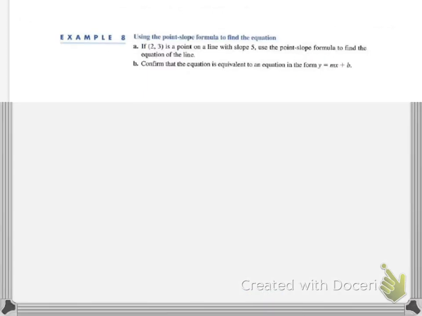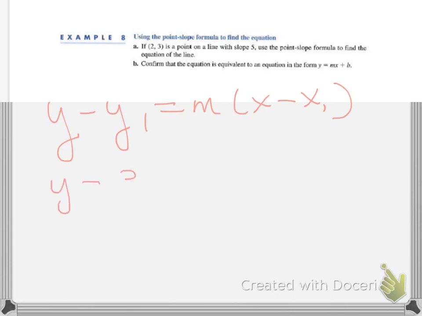Okay, in example 8, they say, using the point-slope formula to find the equation in y equals mx plus b format. First thing, in terms of definition, this is point-slope. So you plug in the point given and the slope given. So here's the point 2, 3. So that's going to be y minus 3, and this is going to be x minus 2. The slope is 5. Okay, so that's the line in point-slope form.